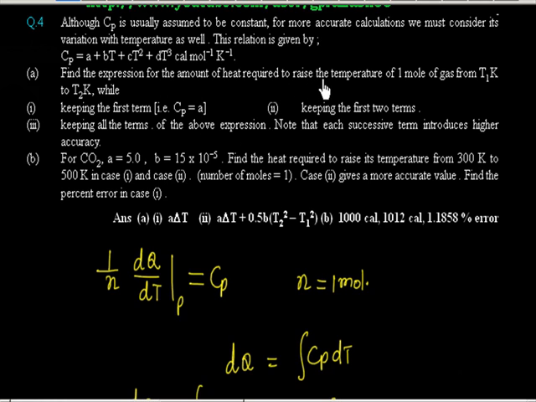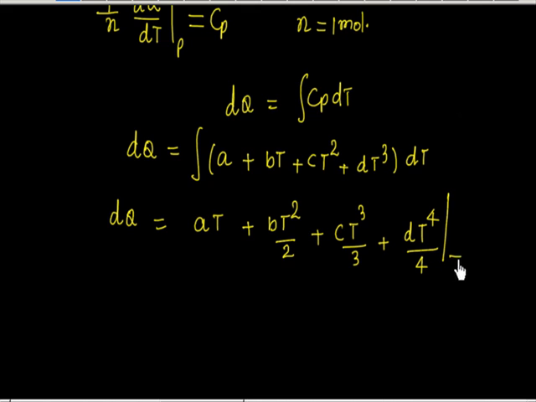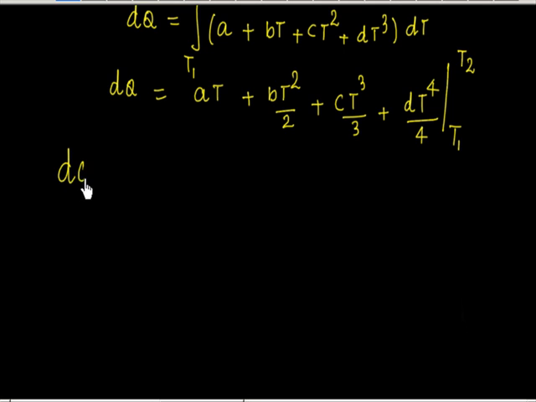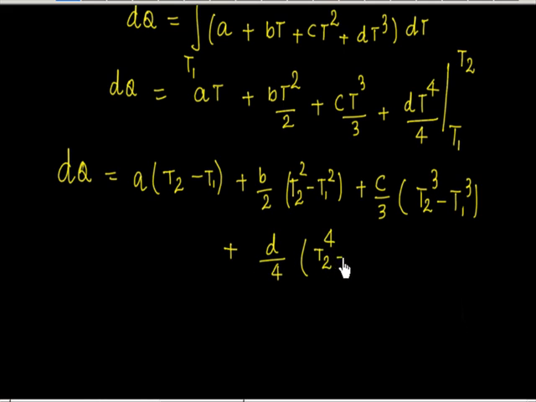So the expression for the amount of heat required to raise the temperature of 1 mole from T1 to T2: we have to integrate this from T1 to T2. I can put the same limits here. So dq is a into T2 minus T1, and similarly you can write the rest of the terms: b by 2 into T2 square minus T1 square, plus c by 3 into T2 cube minus T1 cube, plus d by 4 into T2 to the power 4 minus T1 raised to the power 4. So this is the dq.